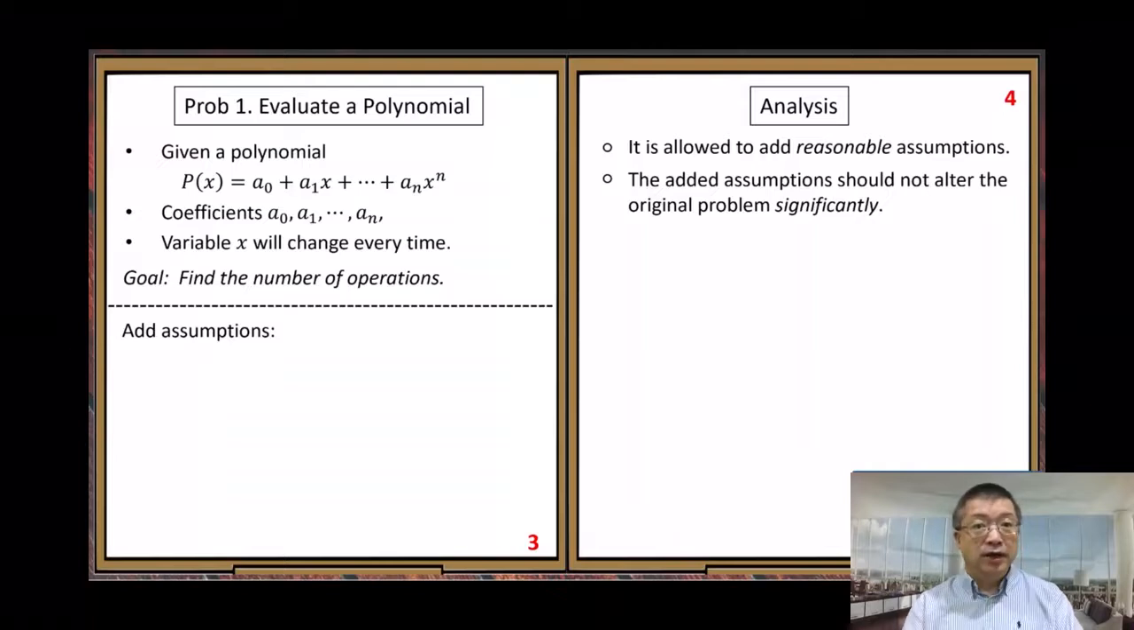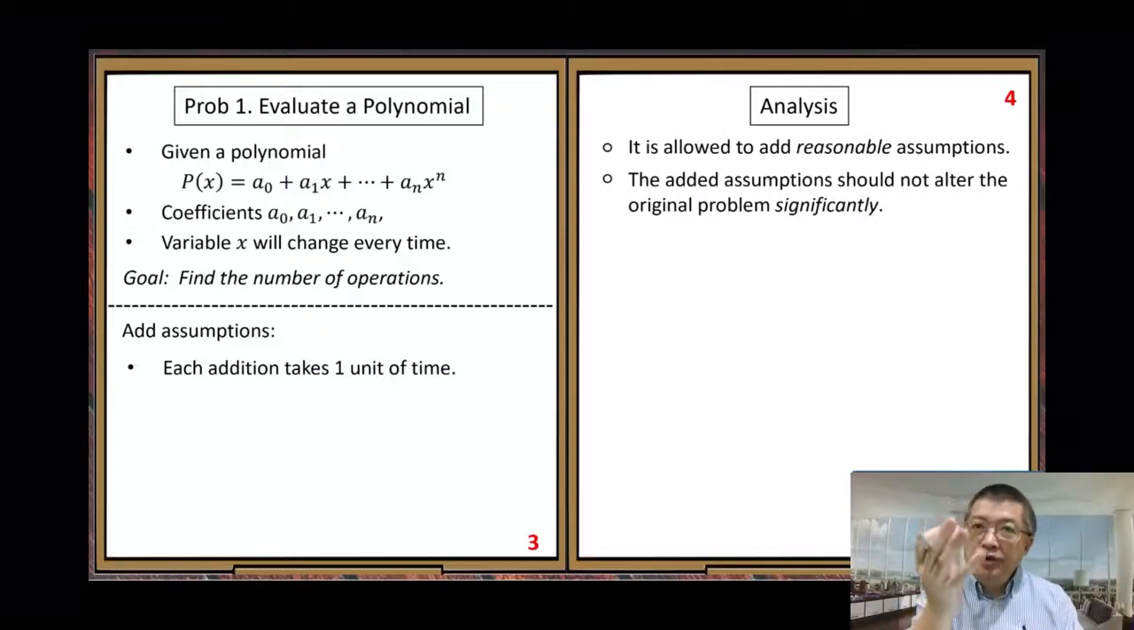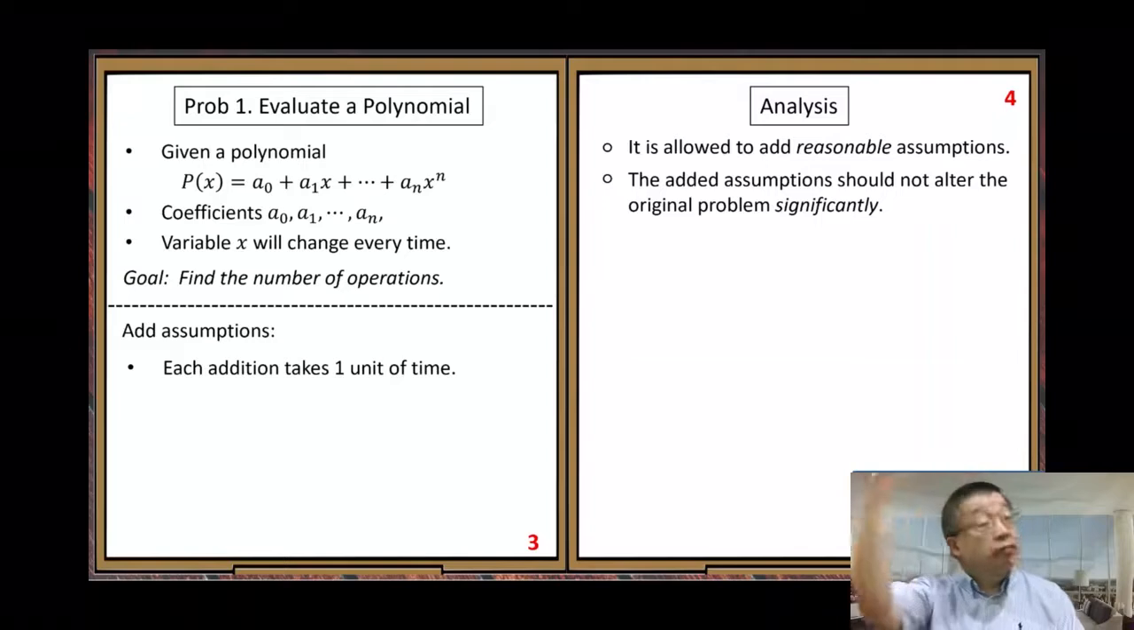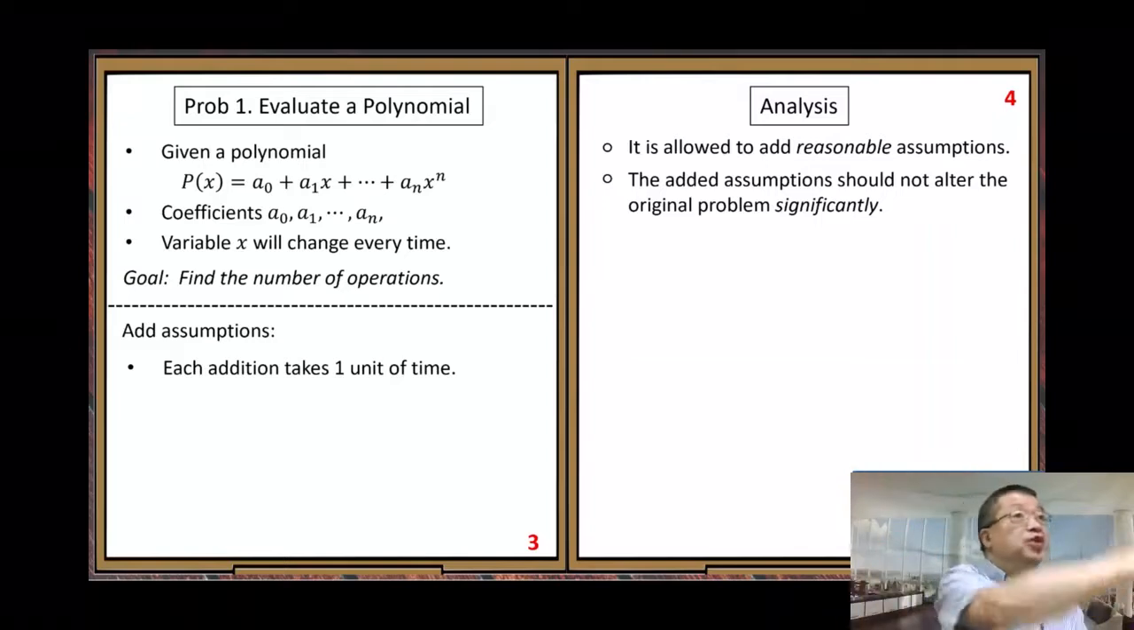Let me show you what kind of assumptions we like to add. First, for each addition operation, we assume the time used for one addition is 1 unit of time. How about that? There is a certain amount of time, and how large it is depends on different machines, right?